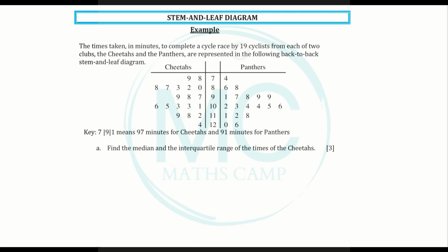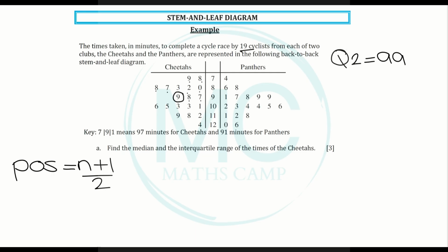There are 19 cyclists, so to find the median, we can say the position for an odd number of values is equal to (n+1)/2. n is 19. 19 plus 1 is 20, divided by 2 and we get 10. So the median, Q2, sits in the 10th position. 1, 2, 3, 4, 5, 6, 7, 8, 9, 10. Q2 is 99. I'm going to make a note of this up here. The median Q2 is equal to 99.